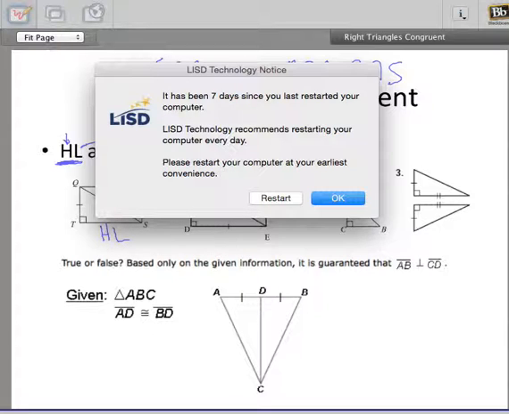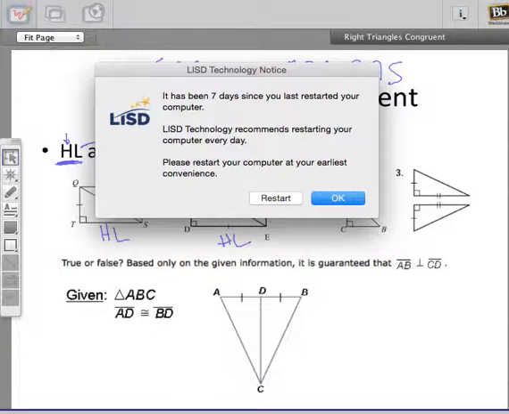Same thing for the next one. They share the side right here. Angle, side, side is not one of our postulates from before, but I do know that the hypotenuse is congruent to the hypotenuse, and one of the legs is congruent to another leg. So this is an example of HL.